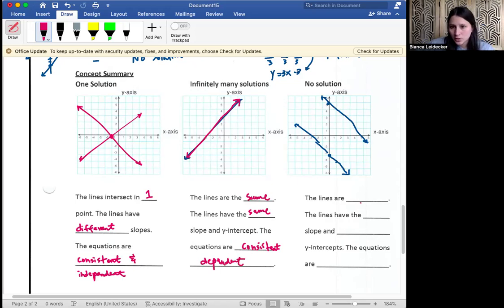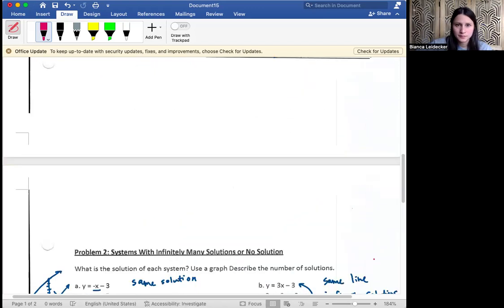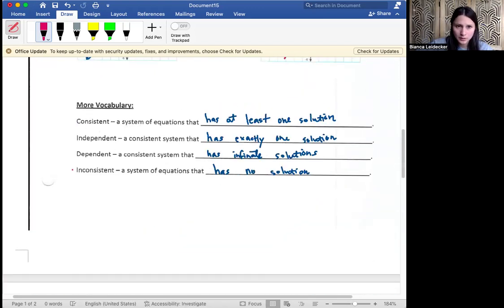Lines with no solution are parallel. The lines have the same slope, but different y-intercepts. The equations are inconsistent. So I'm utilizing these vocabulary words here to describe the type of relationship that my lines have.